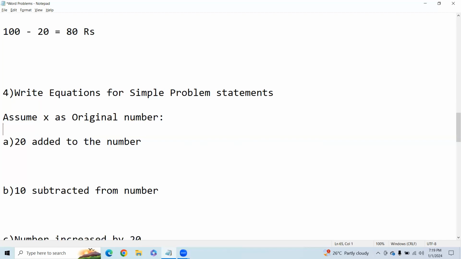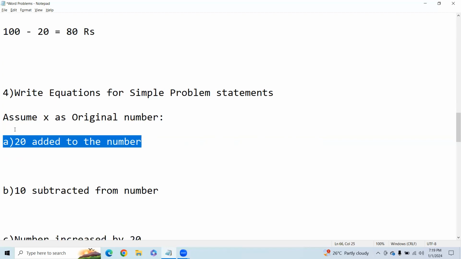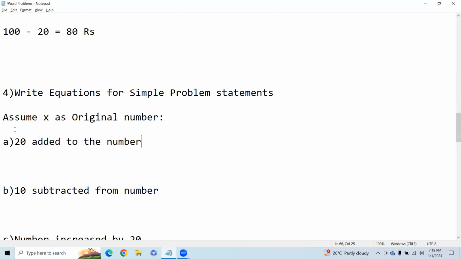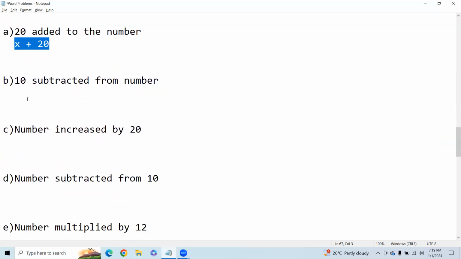Now let's read one sentence at a time and try to convert it into an equation. 20 added to the number. My original number is x. I want to add 20 to this number. So I can say it's x plus 20. Let's go to the next sentence. 10 subtracted from a number. My number is x and I want to subtract 10 from it. So x minus 10.